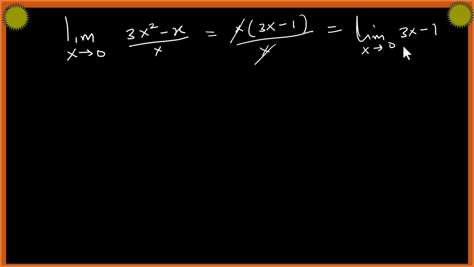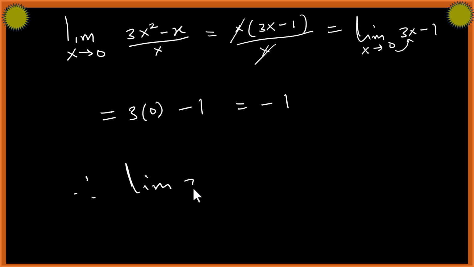So we can go ahead and plug in the limiting value here, which will be 3 times 0 minus 1, which is negative 1. Therefore, the limit of this function as x approaches 0 is negative 1. All right.